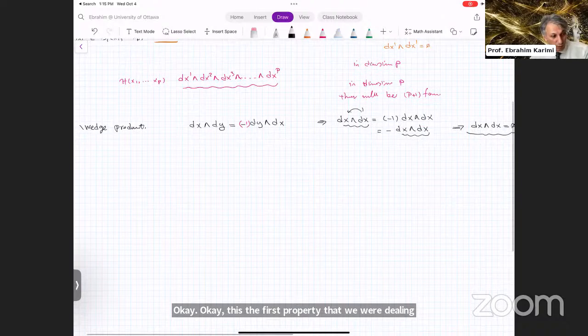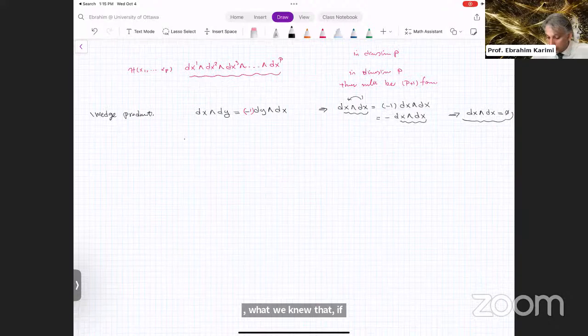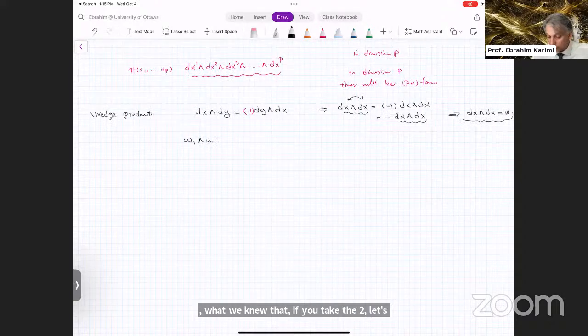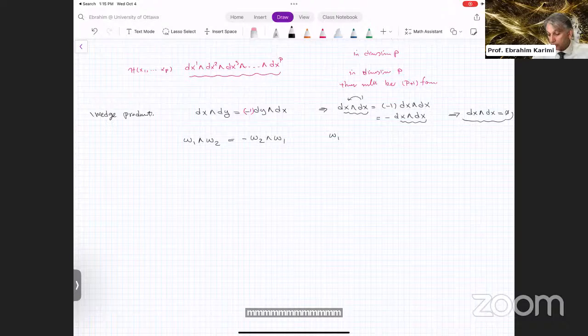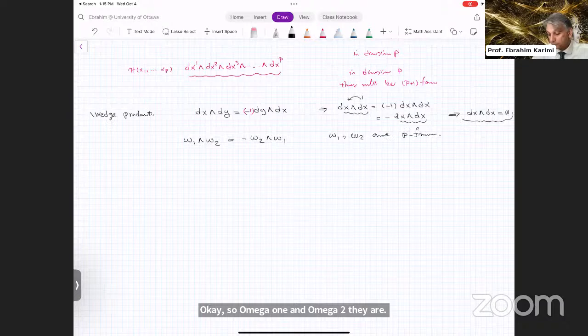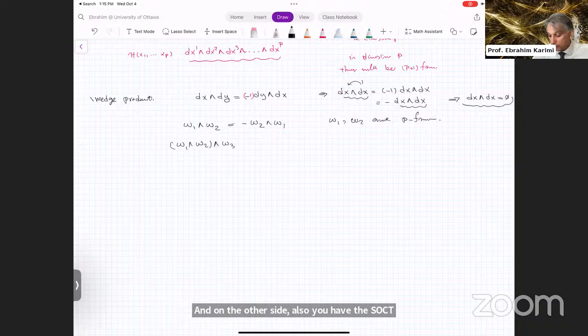On the other side, what we knew is that if you take two forms, let's say omega-1 wedge product of omega-2, then clearly you can swap them and you will get minus omega-2 omega-1. Okay, so omega-1 and omega-2 are, let's say, p forms. And on the other side, you also have the associativity relationship, which is omega-1 wedge omega-2, wedge product of omega-3. Then the result of this will be omega-1 wedge omega-2 wedge product of omega-3.